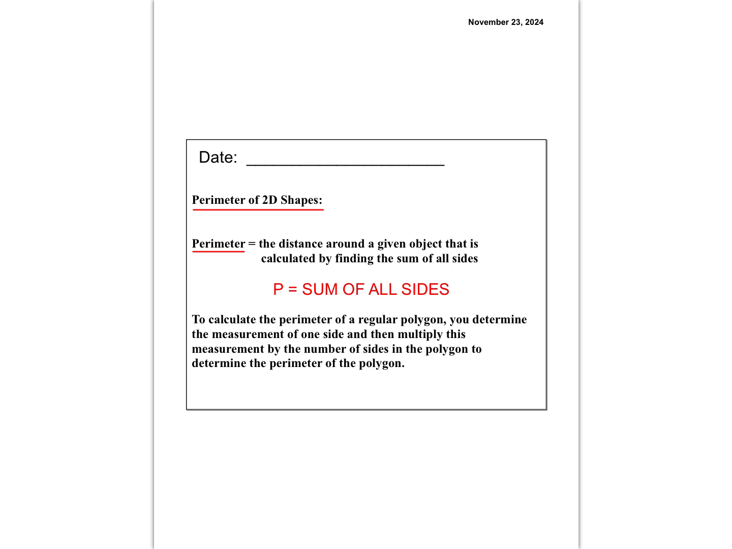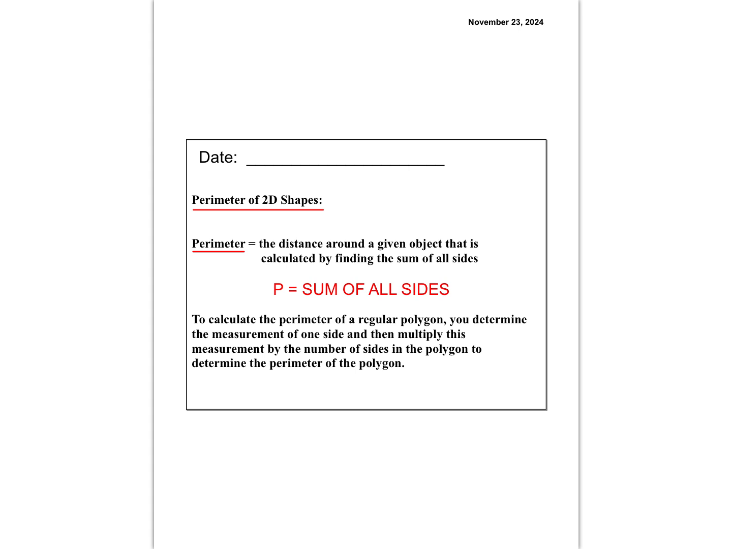Hello students, today I thought I'd work with you on perimeter and circumference of different shapes, just to work through the basics to make sure that we're all on the same page moving forward. So when we talk about perimeter, we're talking about the distance around a given object that is calculated by finding the sum of all sides.